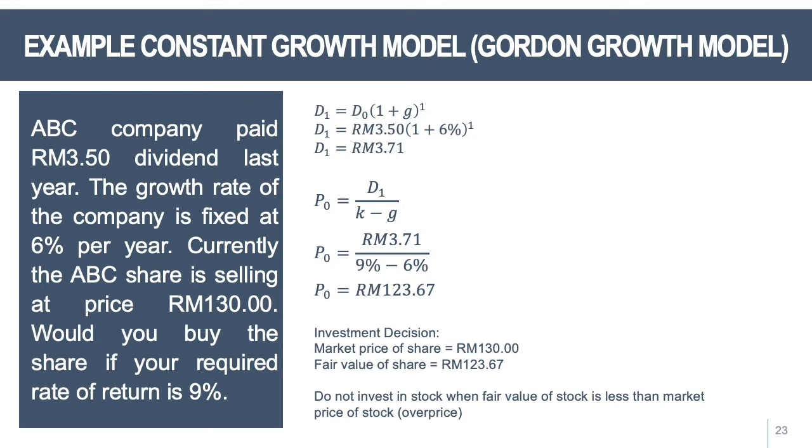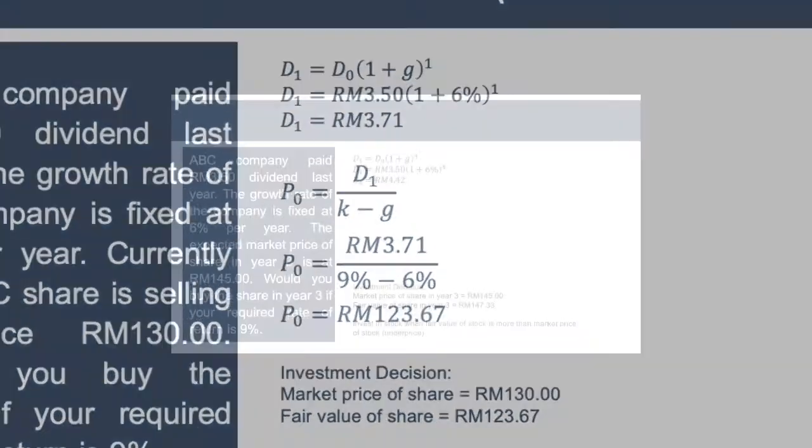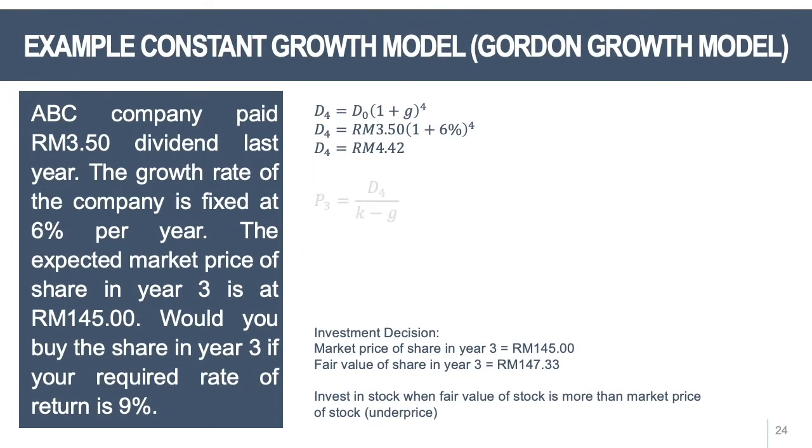This is an example if you want to use the constant growth model to calculate the future price of a share. For example, ABC company paid 3 ringgit and 50 cents dividend last year. The growth rate of the company is fixed at 6% per year. The expected market price of the share in year 3 is 145. Would you buy the share in year 3 if your required rate of return is 9%?